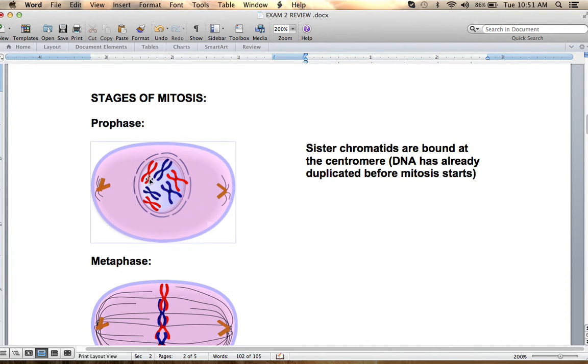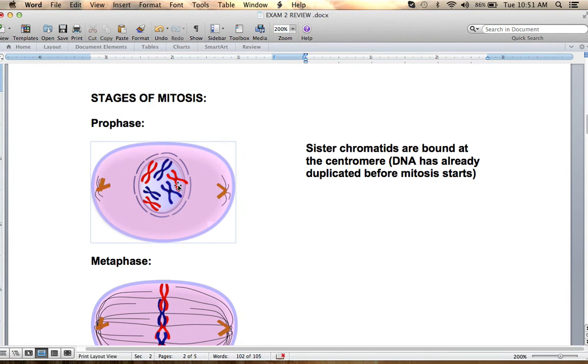In this particular cell, which has 6 chromosomes total, they're color-coded. 3 of them are red and 3 of them are blue. And the purpose of that is that you can tell which ones came from the father and which ones came from the mother. So let's say the blue ones came from the dad and the red ones came from the mom.